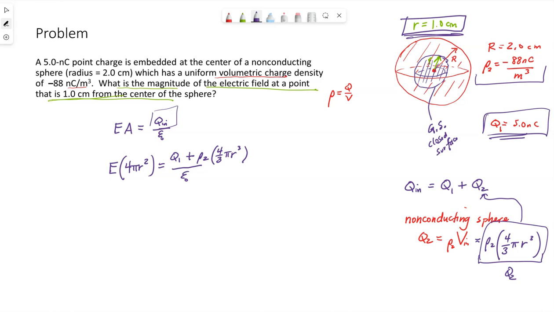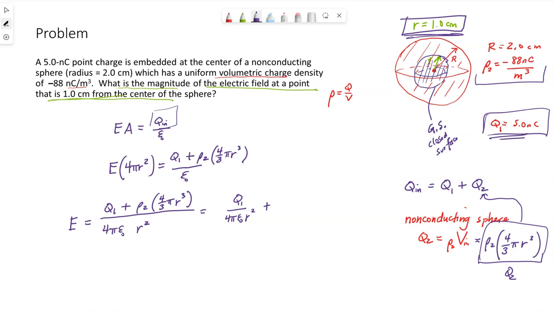Well, this is not going to simplify, unfortunately. So I will end up with the 4 pi epsilon naught and then r squared in the denominator, plus rho 2. We can separate this out if we want. That would be fine. If we did that, we would have the Q1 over 4 pi epsilon naught r squared, which hopefully makes sense.